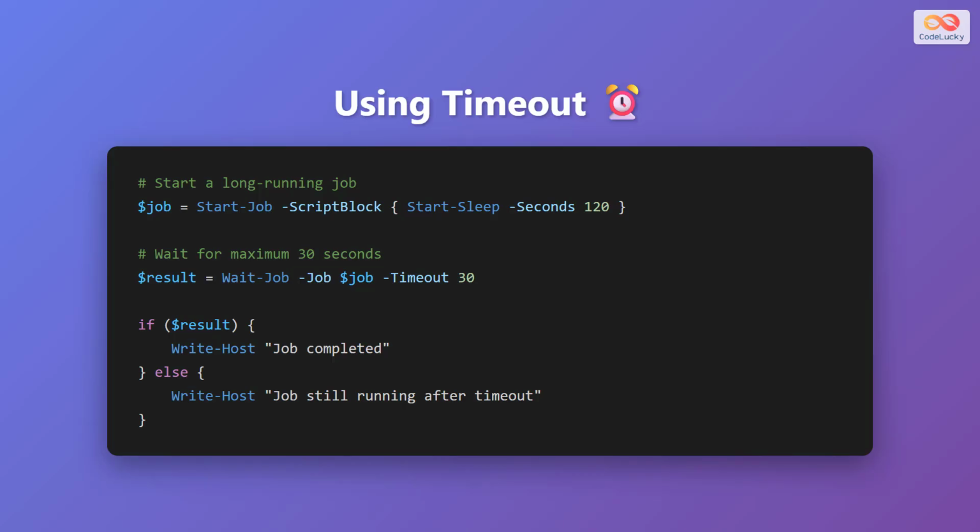If the job completes within 30 seconds, the result variable contains the job object. If 30 seconds pass and the job is still running, result will be null. We then check this with an if-else statement. If result has a value, we know the job completed. If it's null, the job is still running after our timeout expired. This pattern prevents your script from waiting indefinitely.